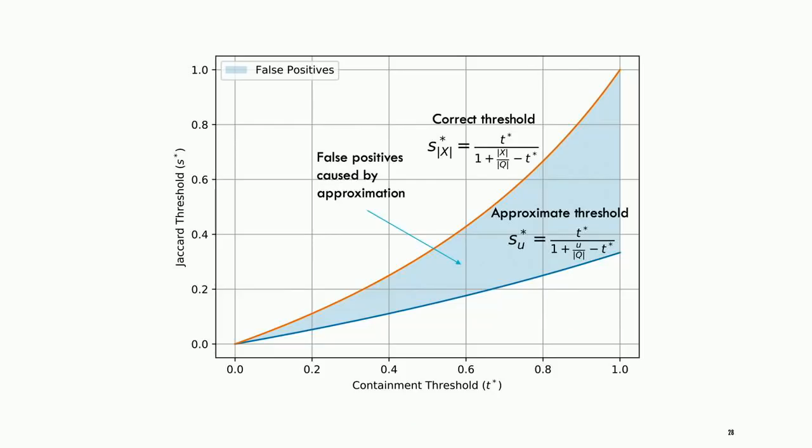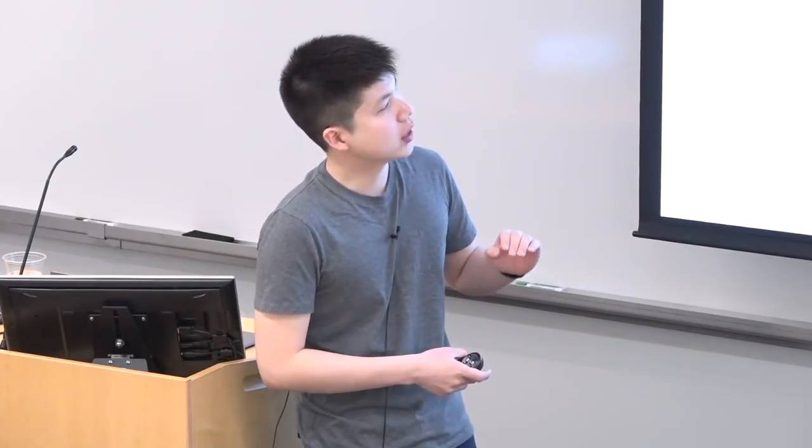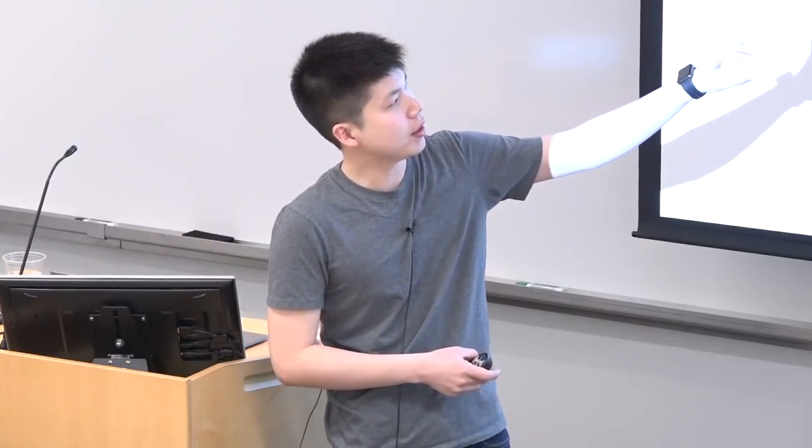Now, this is the consequence of using this approximate translation formula. The x-axis here is the containment threshold, and the y-axis here is the translated Jaccard similarity threshold. The top curve, the orange curve, is the correct translation function, while the bottom curve is the approximate translation function. So you can see the gap in between, or the area, will be the false positives.